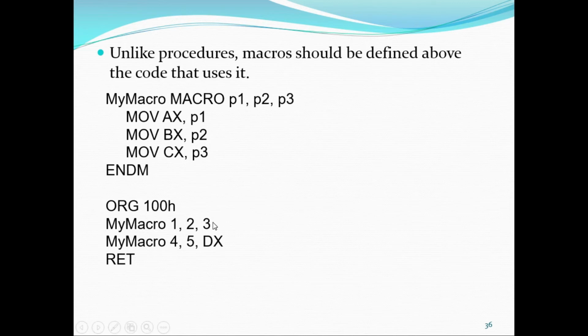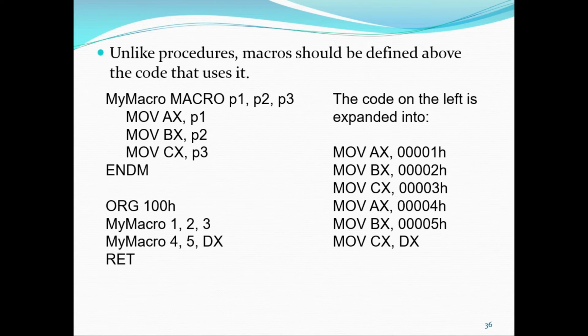In the main program, there is a procedure-like calling of the macro. How does the calling of a macro occur? It is done by only writing the name of the macro and then writing the parameters after it. Here, 1, 2, 3 are the parameters that will be assigned to p1, p2 and p3 respectively. Similarly, the next macro call occurs with 4, 5 and dx as parameters, and in the end there is a return to the operating system.